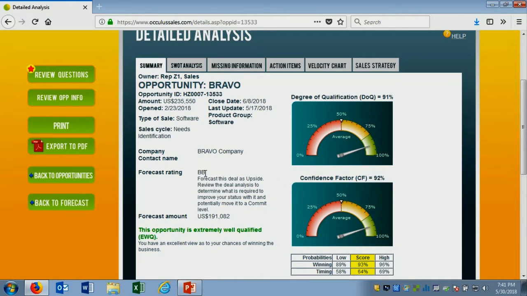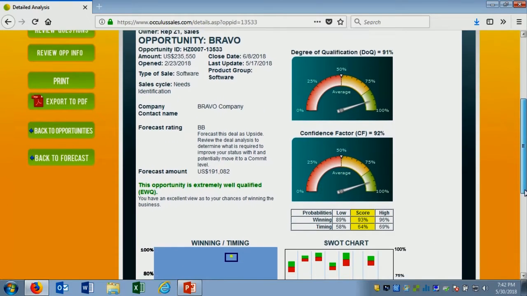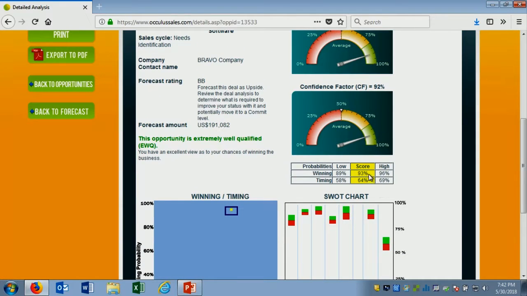And here, what you're seeing is Bravo already has a forecast rating of BB. The forecast is deal as an upside, okay? However, review the deal analysis to determine what is required to improve your status with it and potentially move it to the A level or the commit level. You can see the degree of qualification. Do I have the information? Yeah, it's at 91%. That's pretty high. That's very, very good as far as the information. You have a lot of good information, and the confidence factor is also high. But look at the score here. The interesting thing about looking at the probability of winning this deal with the answers to all the questions is at 93%.